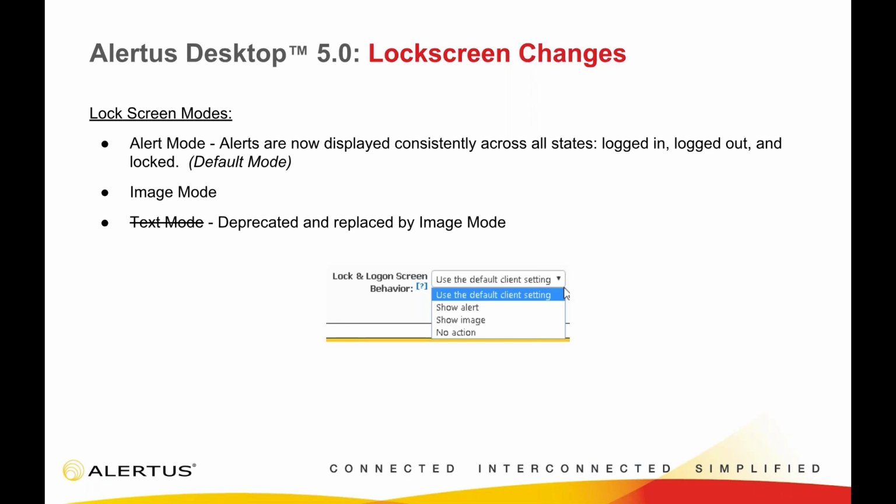So if you look at the bottom image here, that's what you're going to see when you go into the Alertus console and when you go to set up your desktop alert profiles. Pretty simple and pretty straightforward. You're either going to show the whole alert, show an image, which I'm going to get into next, or it's just not going to do anything if that user's logged in or if there's no lock on it.